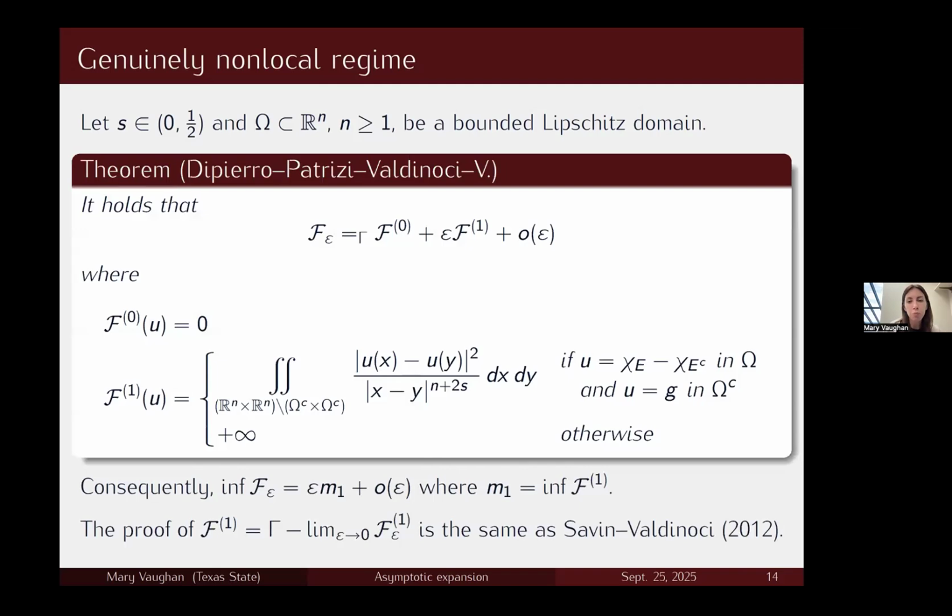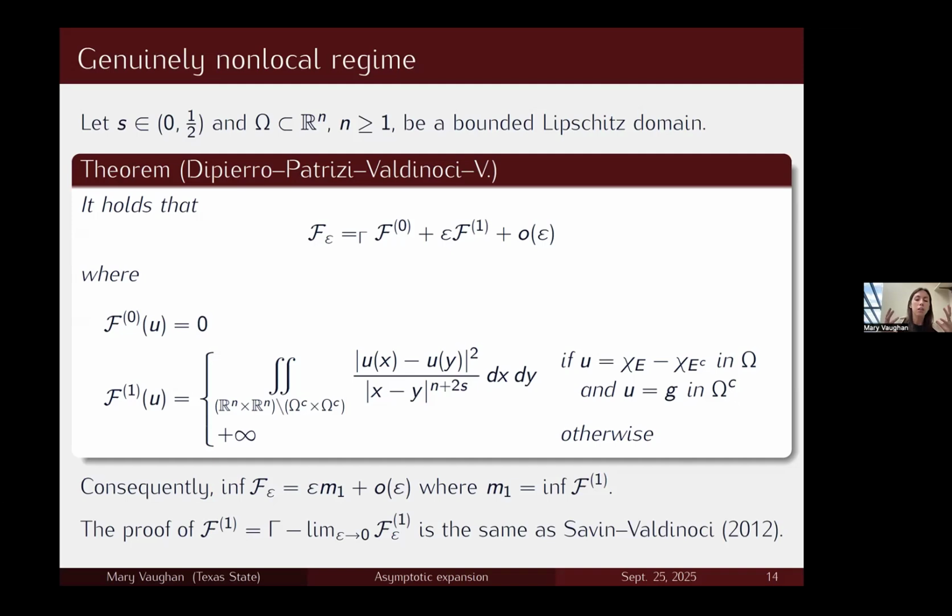And what do we prove? We prove a couple of things, but first we prove the first order asymptotic development. So we can write this first order expansion. We already talked about the 0th term, and the first order term, I would say it's exactly what we expect. So we get the same energy functional, the non-local perimeter functional that Savin and Valdinoci had in this case in their paper. We just have the restriction that u is equal to g in omega complement.